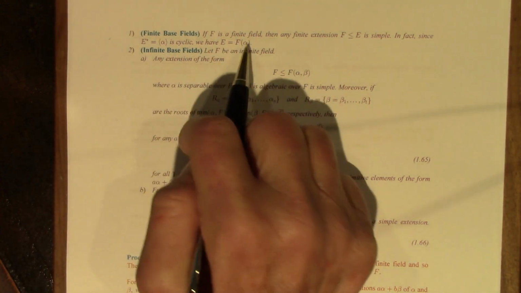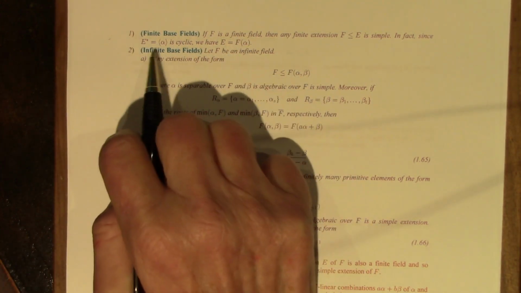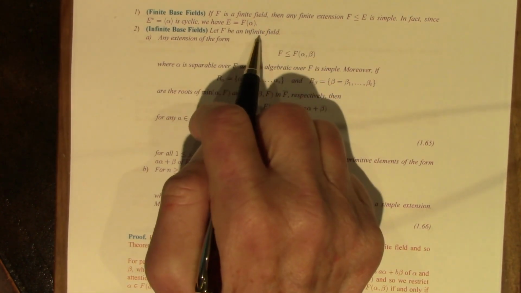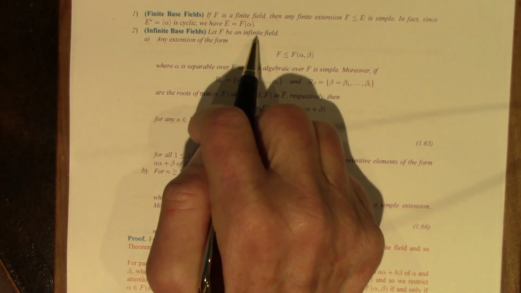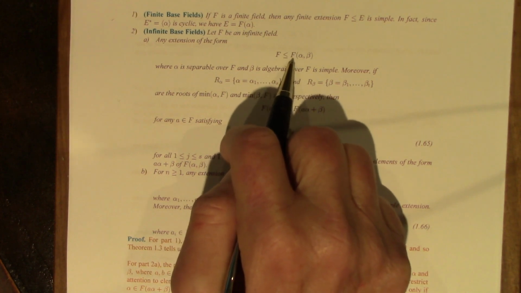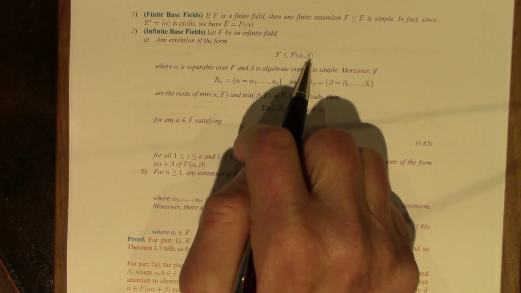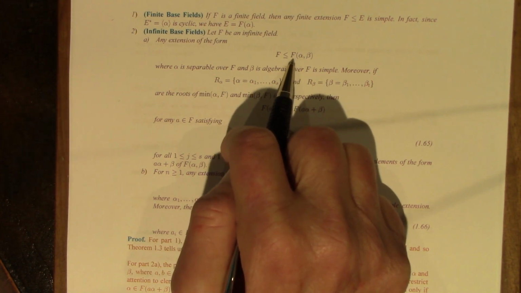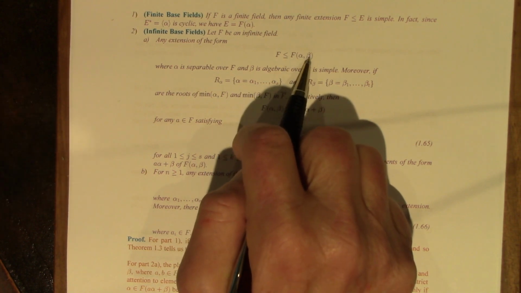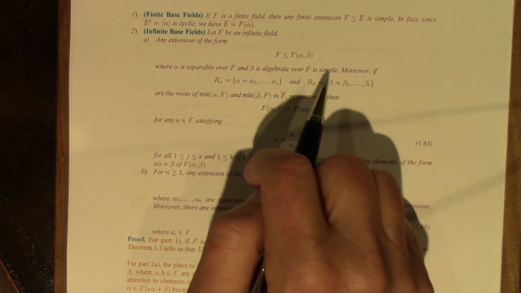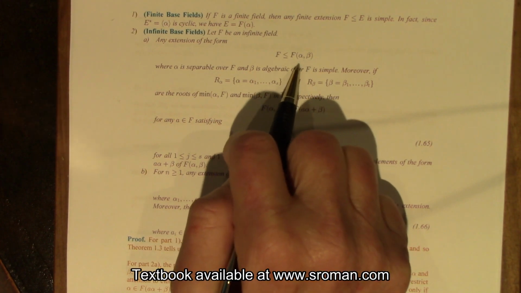The term generated is being used here in two different ways, group and field. For infinite fields, infinite base fields, an extension of the form F to F with alpha and beta adjoined, where alpha is separable over F, so it's algebraic and its minimal polynomial has no multiple roots, and beta is merely algebraic over F, such an extension is simple.